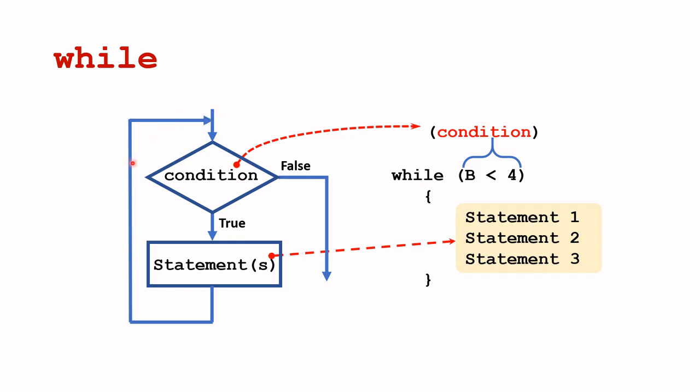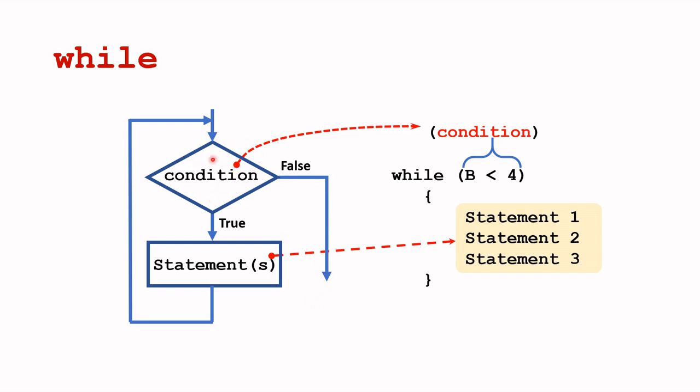So here we have the flow chart for the while construct, and on this side we have the pseudo code for the while construct. So let's go back to the flow chart. Here we have the condition. If the condition is true, then the statements will be executed. If the condition is false, then it will exit and nothing will be done.